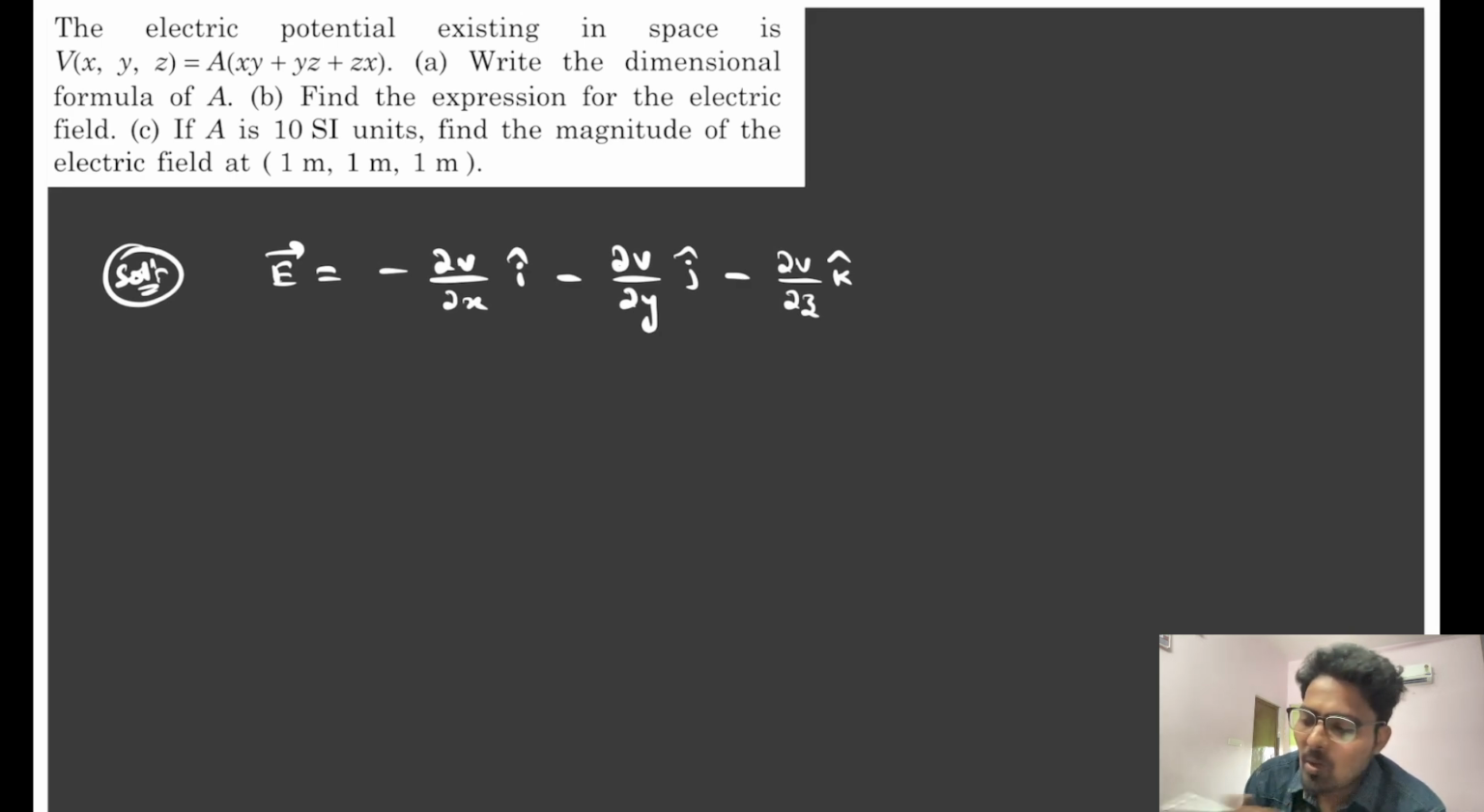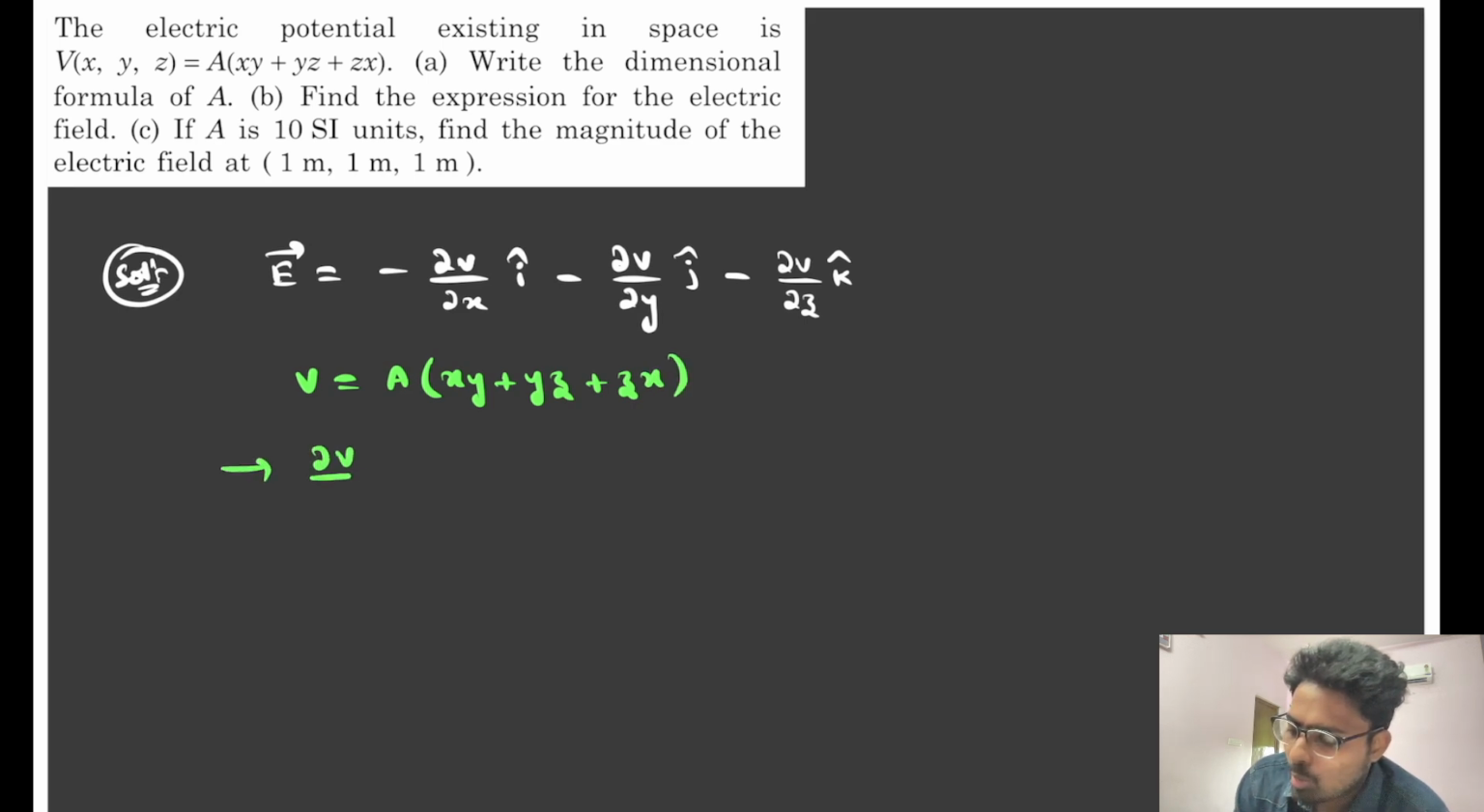So what is the meaning of dou V by dou X? What is the value of V they have given? The value of V is V of x, y, z, and they have given a(xy plus yz plus zx). So let me write dou V by dou X. In whatever function is given, you need to consider only x as a variable and all remaining things as constants.